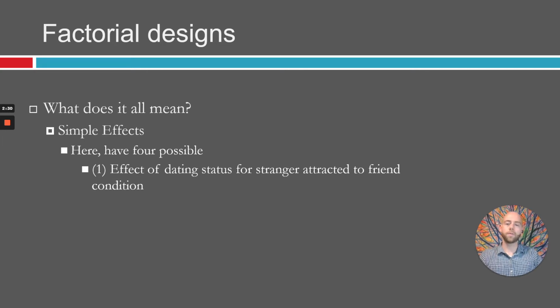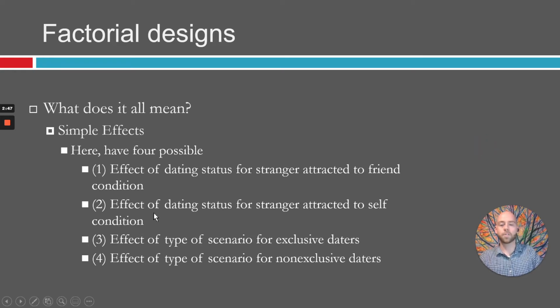So if you are looking at this one, you would have four possible simple effects that would be relevant. The effect of dating status for the stranger attracted to friend condition. So how much does dating status matter in the stranger attracted to friend condition? How much does dating status matter in the stranger attracted to self condition? How much does type of scenario matter for exclusive daters? How much does type of scenario matter for non-exclusive daters?